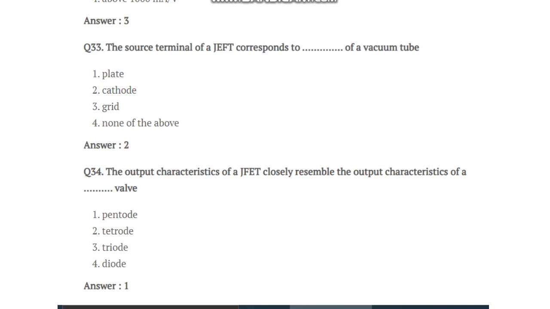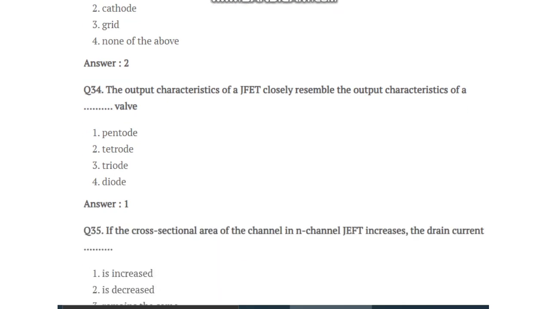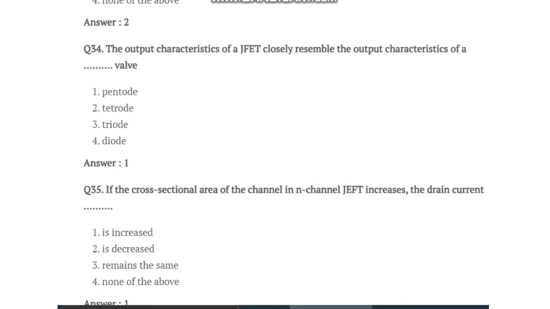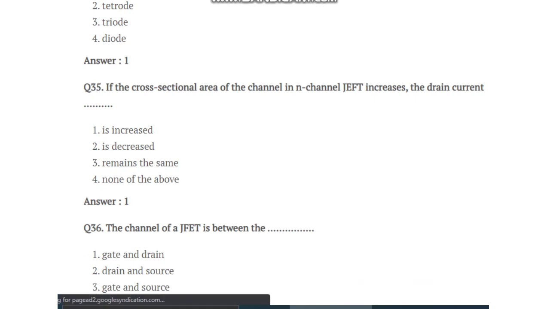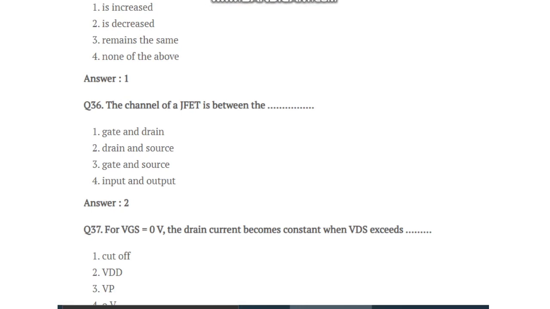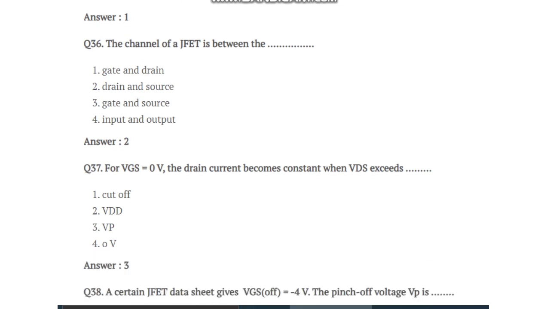Then the source terminal of JFET corresponds to dash of a vacuum tube. It corresponds to cathode of the vacuum tube. The drain characteristics of JFET closely resemble the output characteristics of dash valve, that is pentode valve. Question number 35 is, if the cross-sectional area of channel in a N-channel JFET increases, the drain current also increases. Question number 36, the channel of a JFET is between drain and source, that is second is the answer.